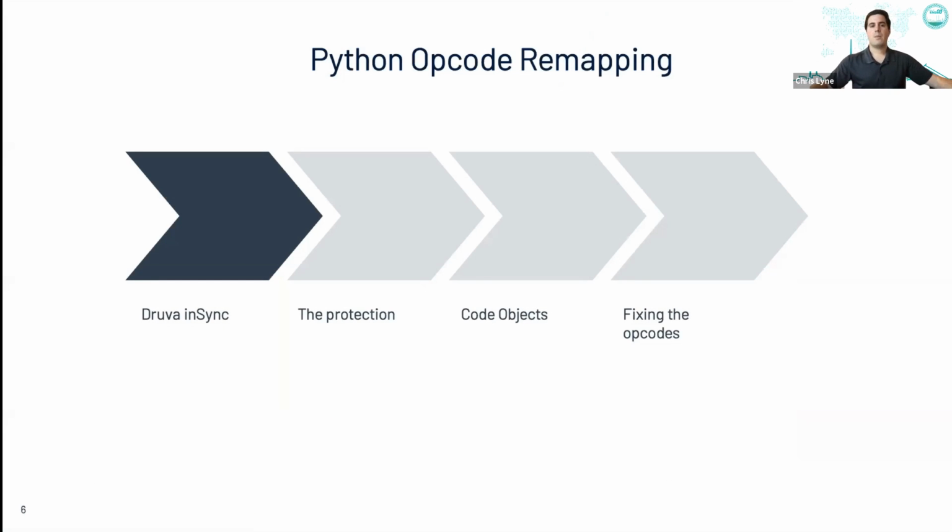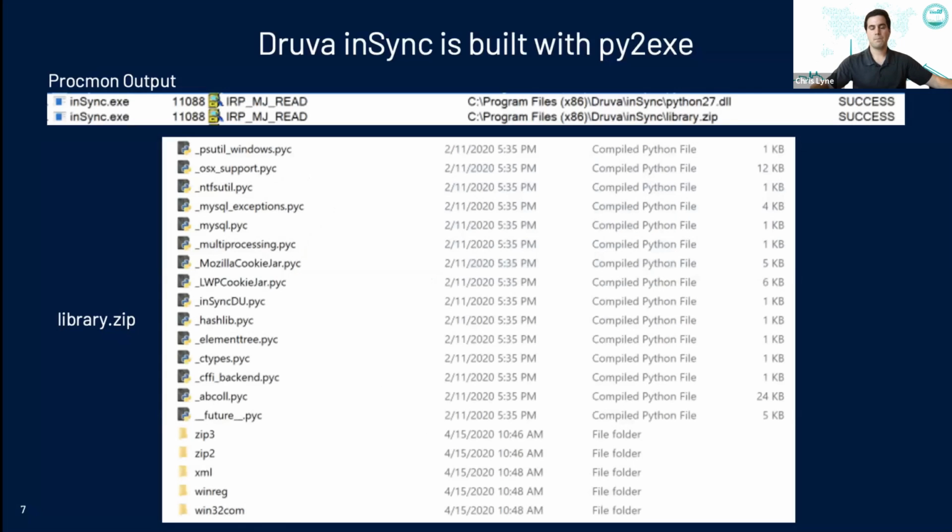First we'll take a look at Python opcode remapping, and that was in the Druva inSync product. Then we'll take a look at the protection, code objects, and fixing the opcodes. In Druva, one of the first things I did was analyze the program behavior. At the top here, you can see Procmon output. That shows some events that took place when the inSync program launched.